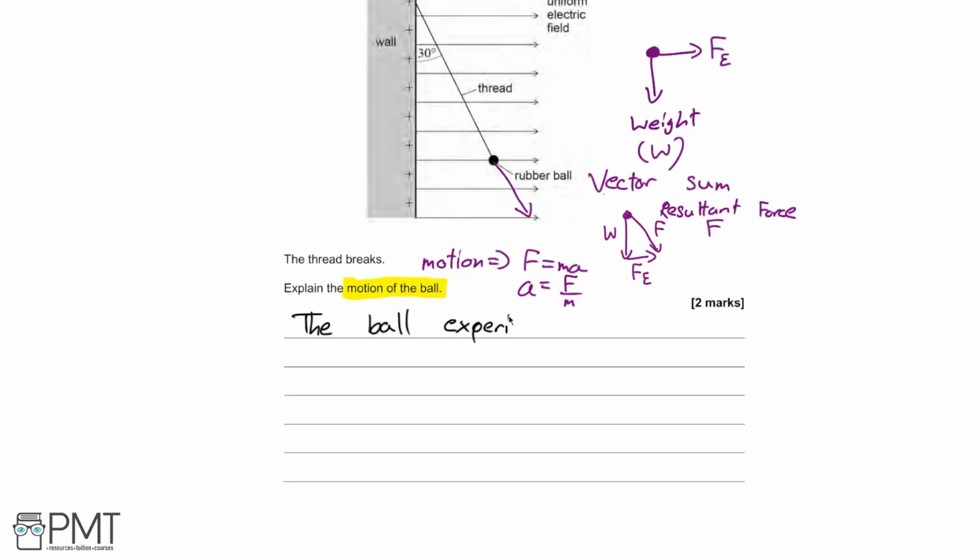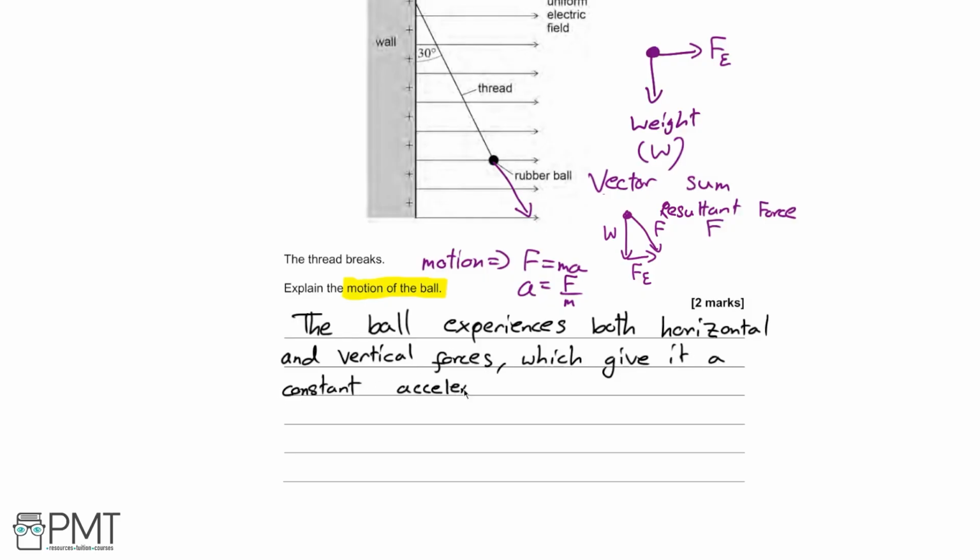So our answer is that the ball experiences both horizontal and vertical forces, leading it to a resultant force, which gives it a constant acceleration and causes it to move in a straight line. In this question, we got 1 mark for saying that the ball experiences both horizontal and vertical forces, as described over here, and we get 1 mark for saying either that it has a constant acceleration or that it's caused to move in a straight line.